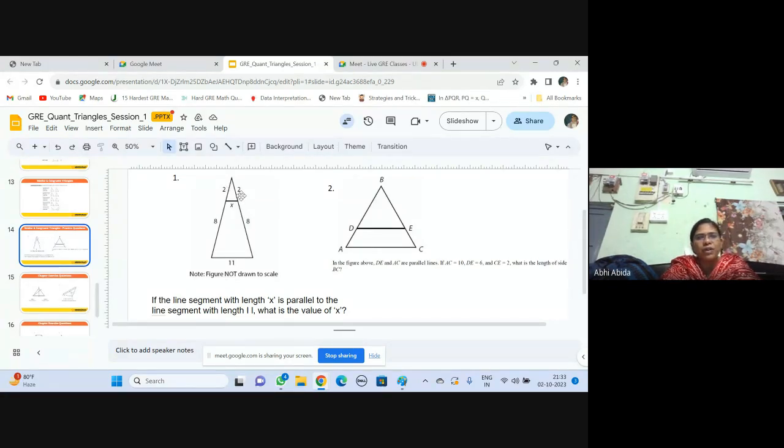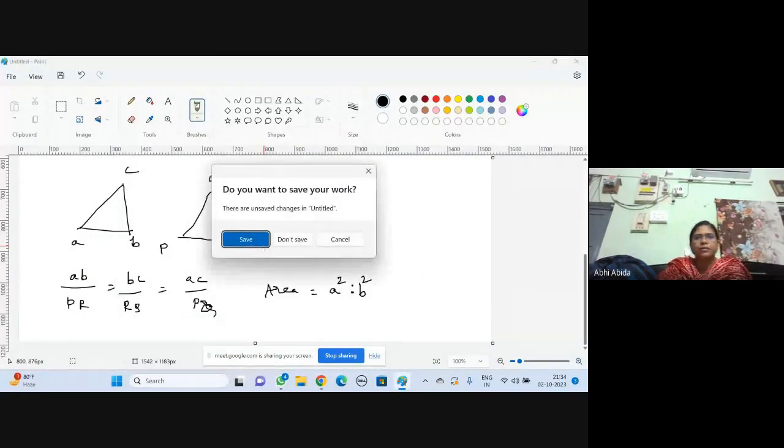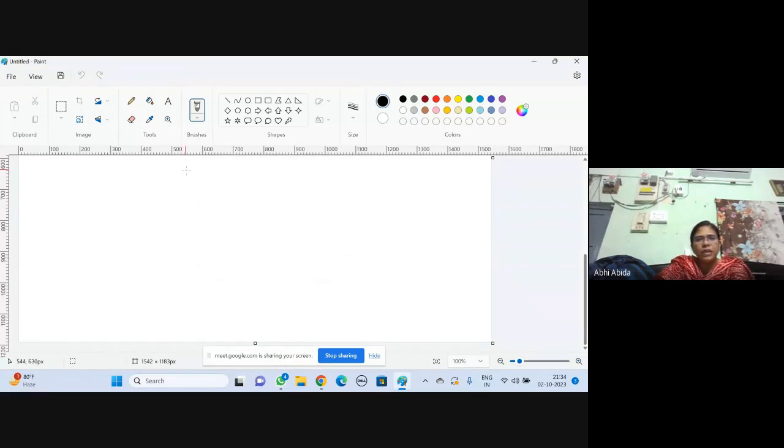By seeing this figure, we have to figure out whether the triangle is similar or not, and we can see that it is a similar triangle. So if the ratios of sides of two triangles are the same, then the pairs of corresponding sides will be in ratio. That is, x by 11 will be equal to another side, 2 by 2 plus 8.